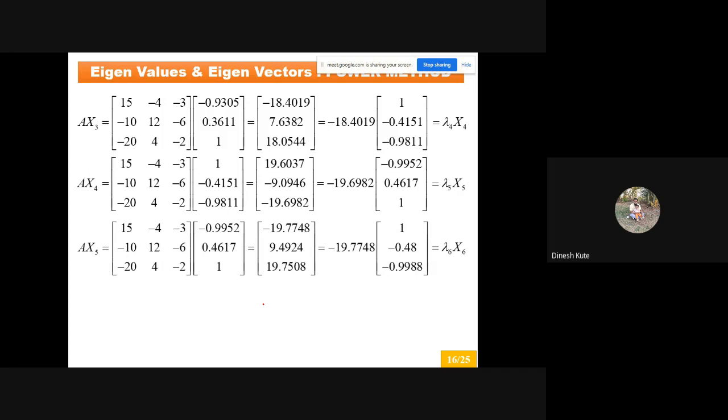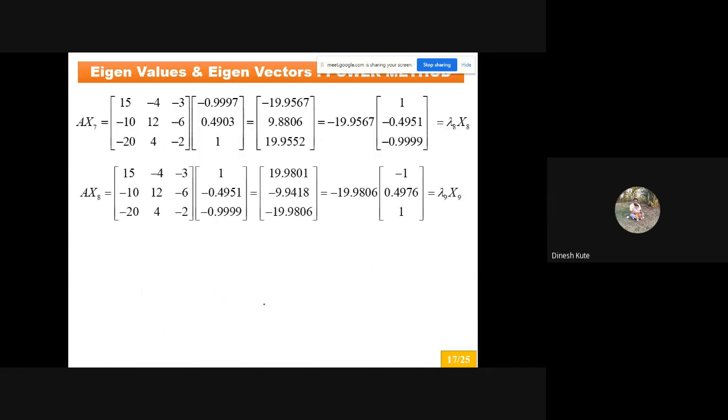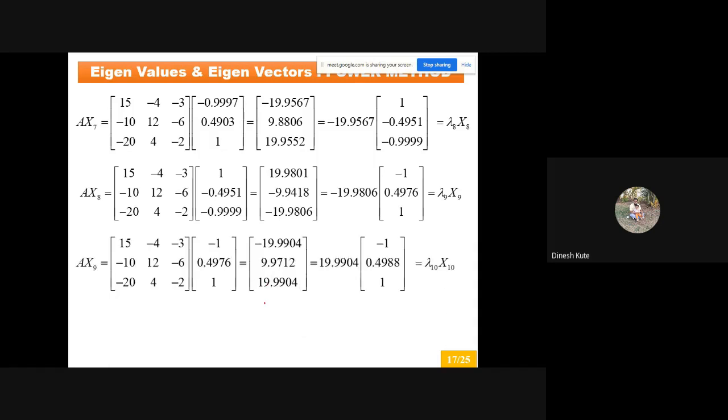AX5, this is your fifth iteration. AX6, this is your sixth iteration. Not only this, AX7. Here I already calculated all these iterations, up to A8, 9. So here you can see.